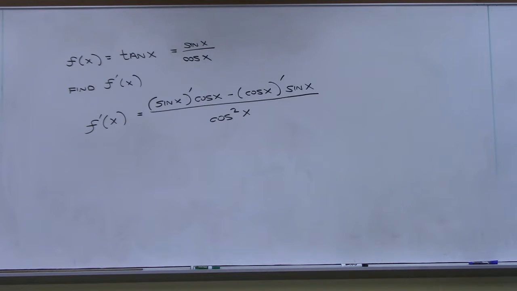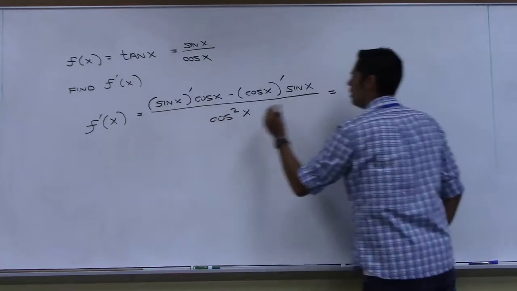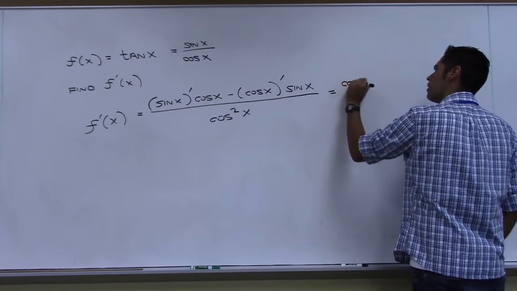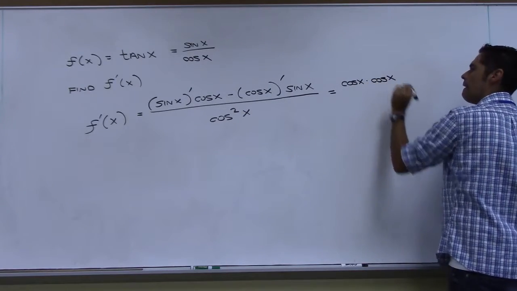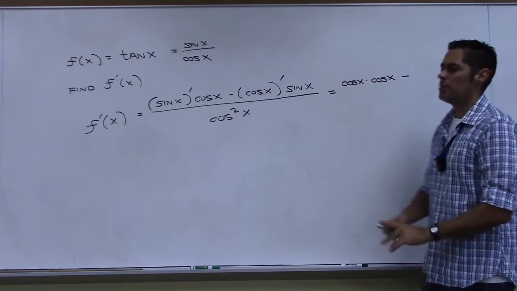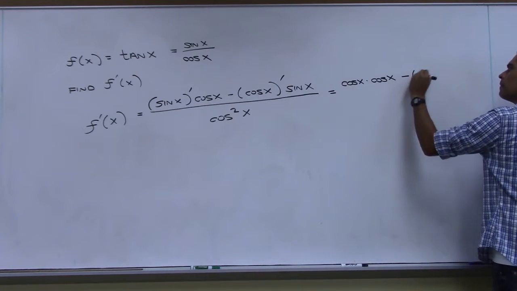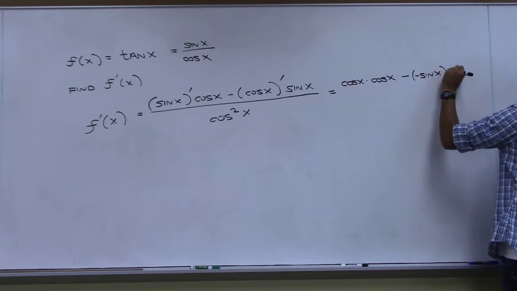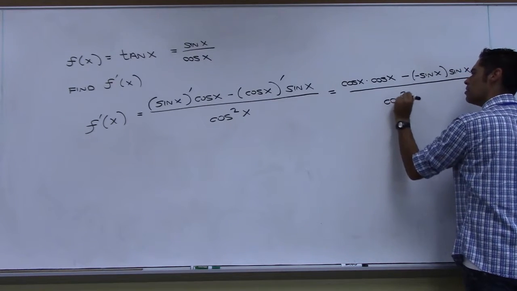What is the derivative of the top? I'm sorry, this one right here. Cosine x, times cosine x again, minus, what's the derivative of cosine x? Negative sine x, times sine x again, right? All over cosine squared x.